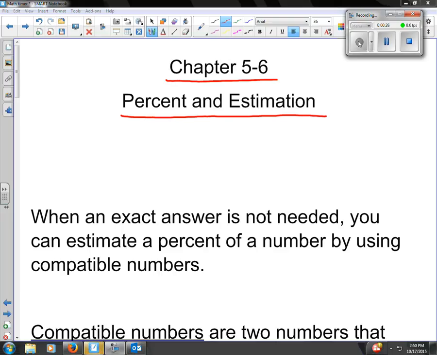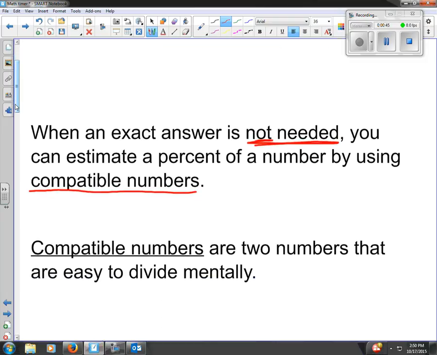What we're looking for is you're not going to get an exact answer. So what happens is when an exact answer is not needed, meaning you don't have to have a perfect answer, we're just looking for a ballpark. We're looking for an estimation. You can estimate a percent of a number by using compatible numbers. Okay, well, what's a compatible number? Well, compatible numbers are two numbers that are easy to divide mentally.